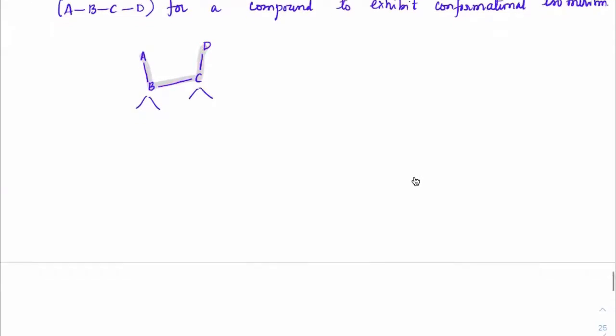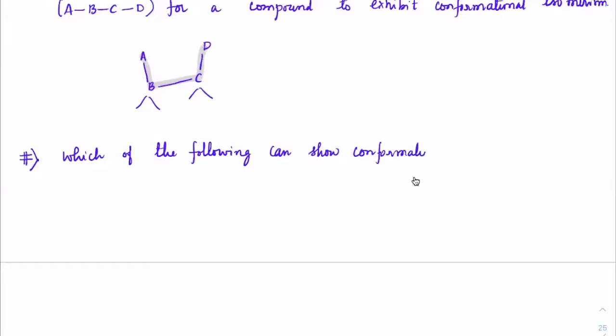So for instance, if a question was asked: which of the following can show conformational isomerism? Options given are CH3Cl, H2O2, NH2OH, CH2 double bond CH2.